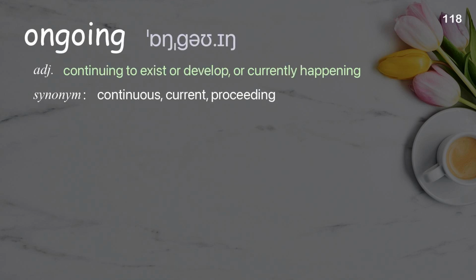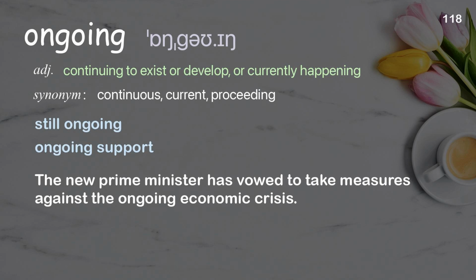Ongoing. Continuing to exist or develop, or currently happening. Examples. Still ongoing. Ongoing support. The new Prime Minister has vowed to take measures against the ongoing economic crisis.